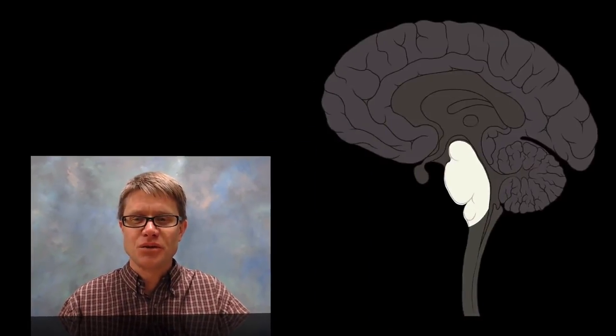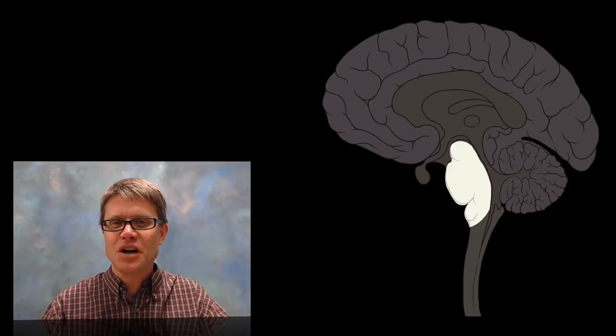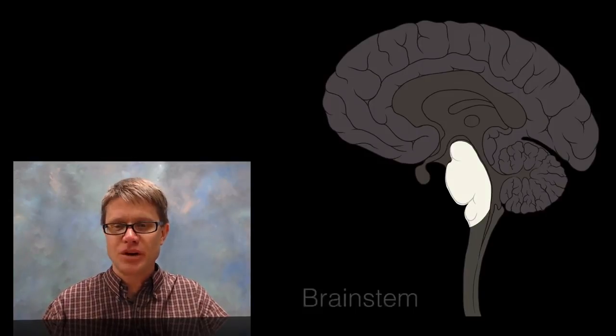So how did you do? Do you remember those 17 different structures and their functions? Well, it's time to review. So let's go through it. What's this one at the bottom? Overall, we call that the brain stem.